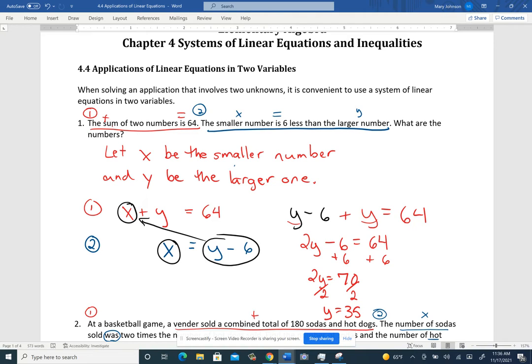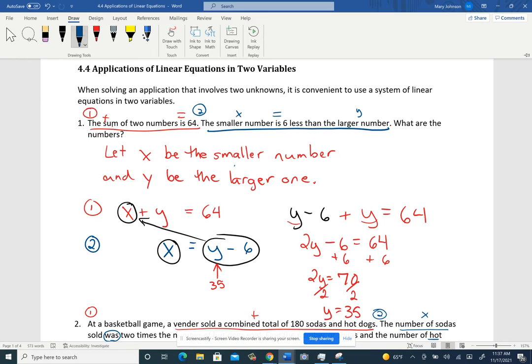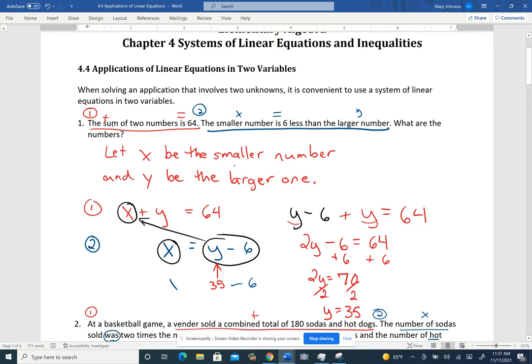Okay. Right now, my job is to find both numbers. So I'm going to take the 35 and I'm going to plug it in for the y in one of the equations. This would be the easiest one to do. And then I'm just going to work it out. So I know x has to equal whatever y was minus 6. So x is going to equal 35 minus 6, which would be 29.